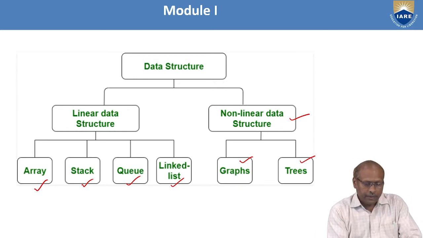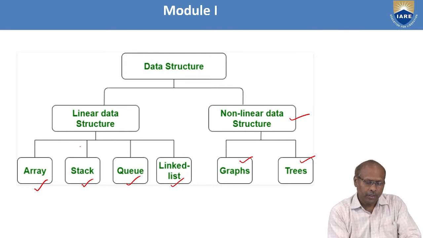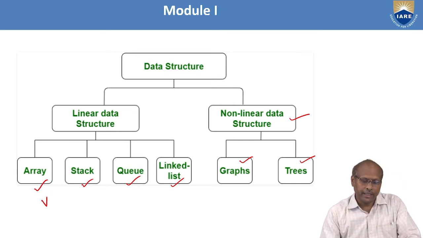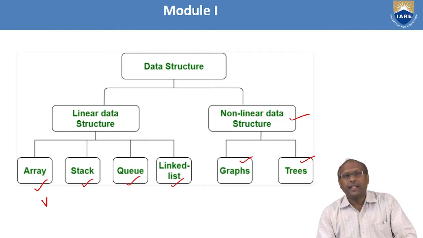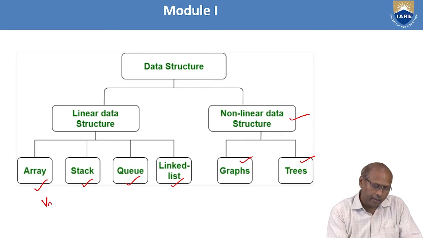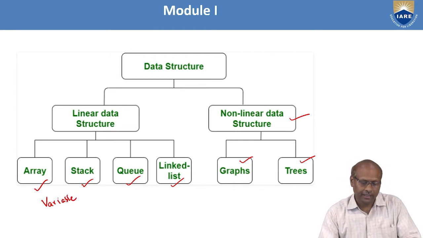Now, array comes under linear pattern. Stack comes under linear pattern. Queue comes under linear pattern. Linked list also comes under linear pattern. That's why they are all linear data structures. Of course, there is one more: a simple variable is also a linear data structure. Sometimes in exams they may ask which is the simplest and smallest linear data structure. Then you should say variable. Every variable, which can store only a single data, also comes under linear data structure.